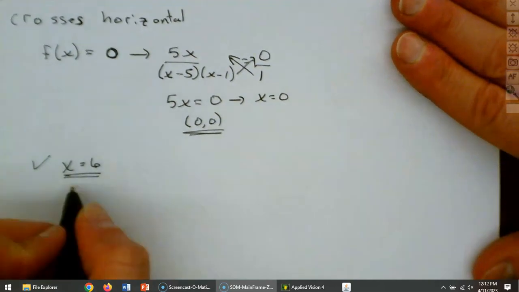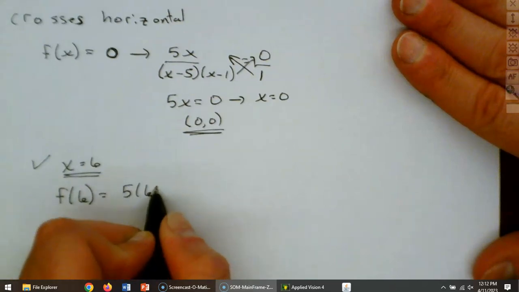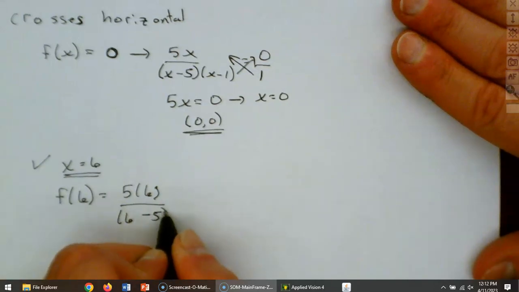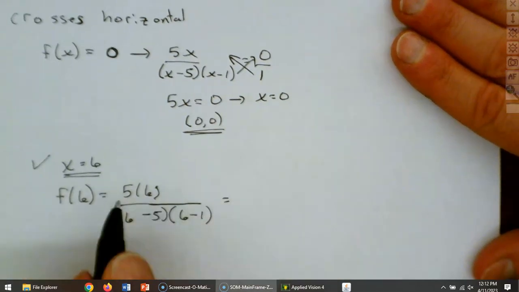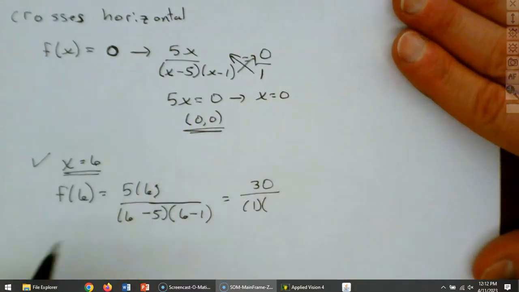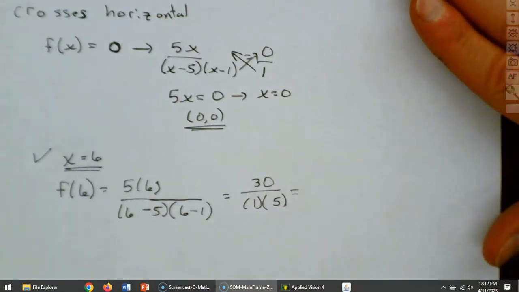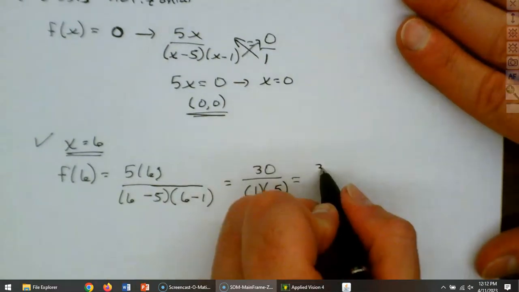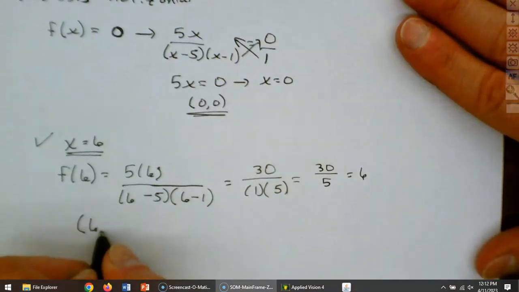So let's plug that back into the original function. So we need f of 6, right? And that's going to be 5 times 6 over 6 minus 5, 6 minus 1. 5 times 6 is 30. 6 minus 5 is 1. 6 minus 1 is 5. So when I plug that in, that gives you now 30 over 5, which is then what? 6. So I now have the point 6, 6.